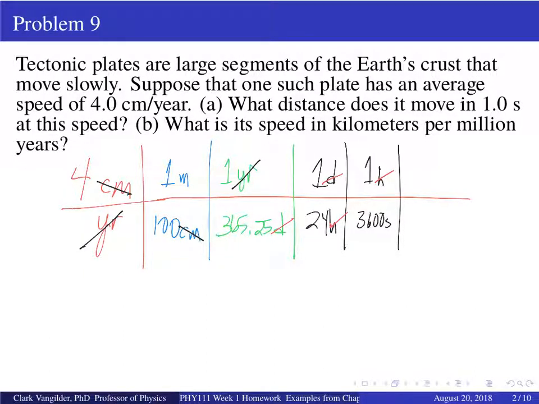All right, now we were asked, what distance does it move in 1 second? Well, if I just multiply this by 1 second, then what do I get? I get seconds dropping out, and the only unit in town is meters.